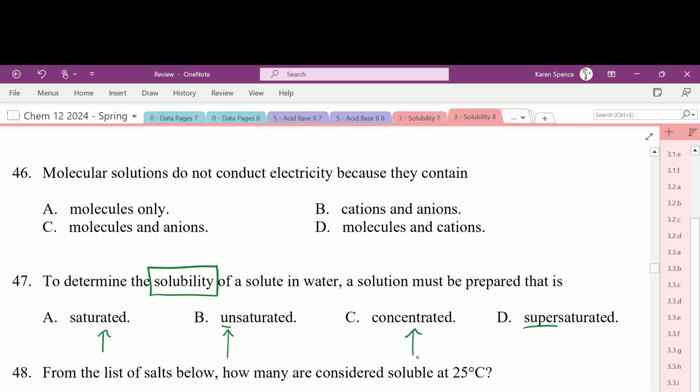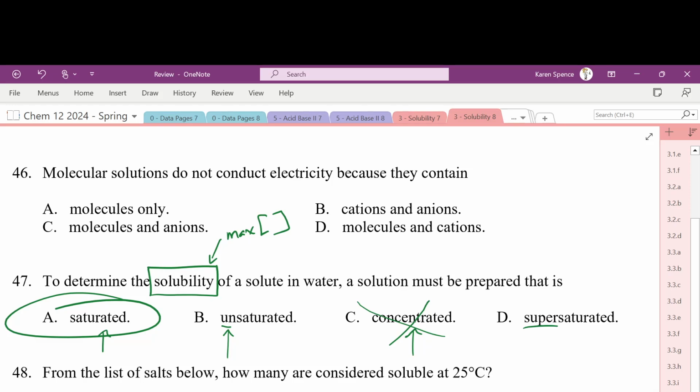Anyway, what the heck does concentrated mean? It doesn't have a distinct meaning. Do you know what I mean? So it's not going to be that one. And if we want the solubility, solubility is the max concentration. So we want to have a saturated solution.